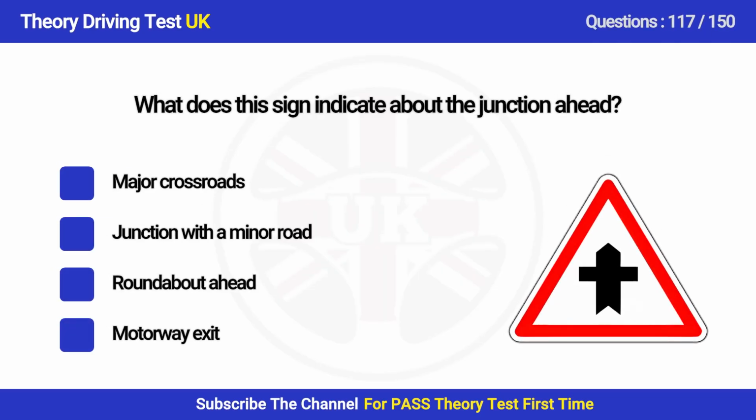Question 117. What does this sign indicate about the junction ahead? A. Major crossroads, B. Junction with a minor road, C. Roundabout ahead, D. Motorway exit. Answer is B. Junction with a minor road.